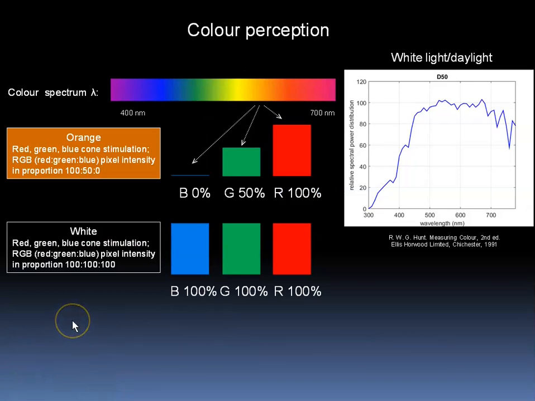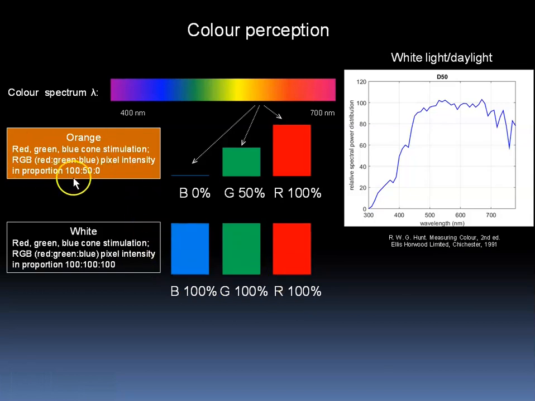Color perception of light. White light is made up of a spectrum of all colors of light. When we try to simulate white light on a computer screen, we can light up the red, blue, and green pixels in a proportion to give the impression of white light.